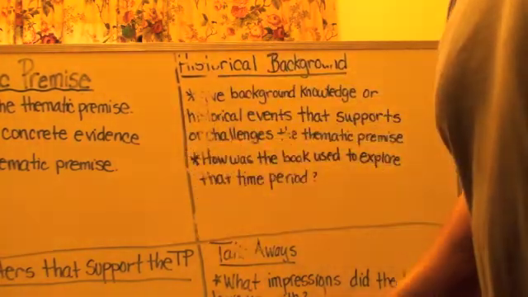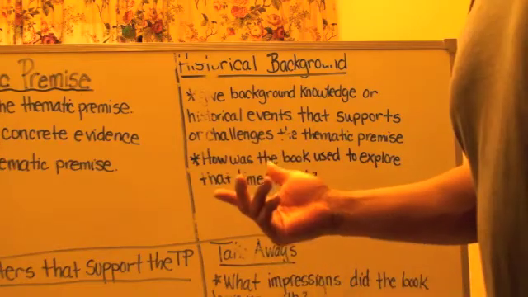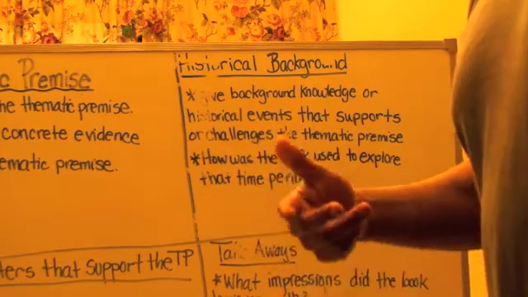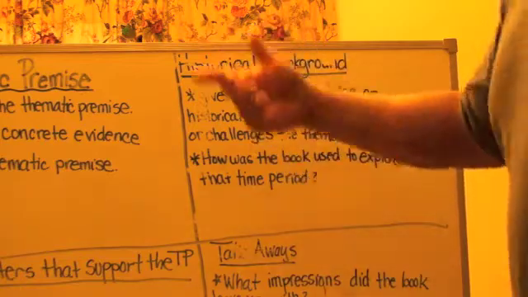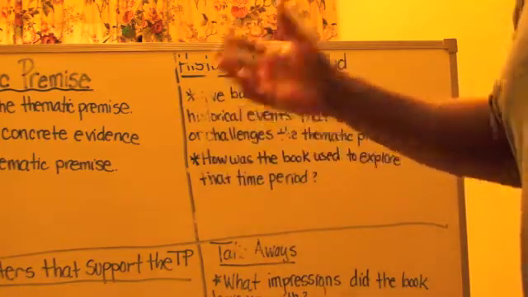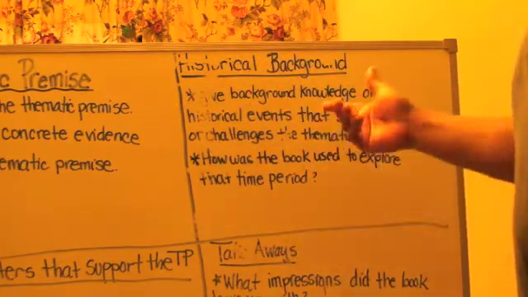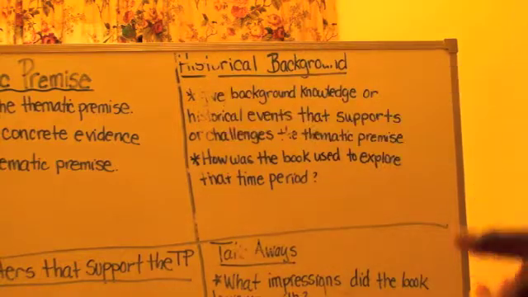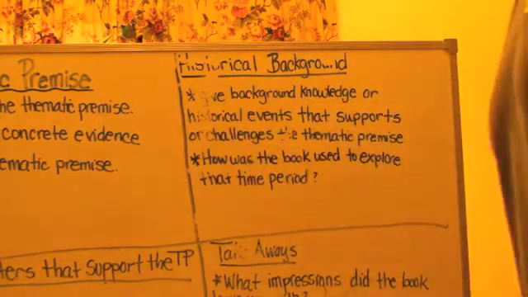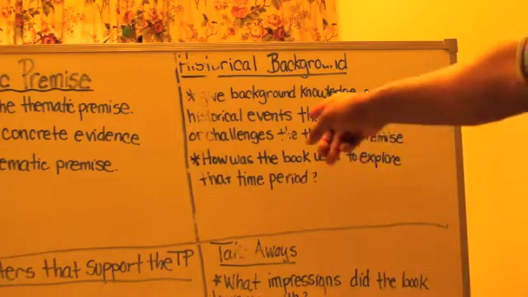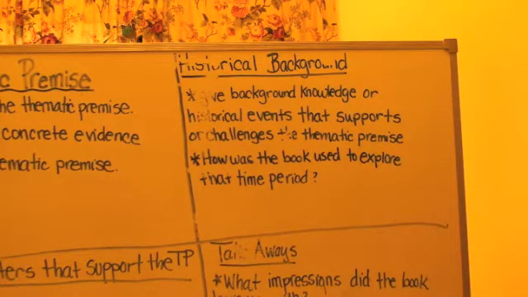So just like the Hunger Games, they're talking about a dystopian society. So what background could they use? Did they use the Holocaust as a reference point? So go deeper with your book. How is the book used to explore that time period? Historical evidence that supports or challenges the thematic premise.